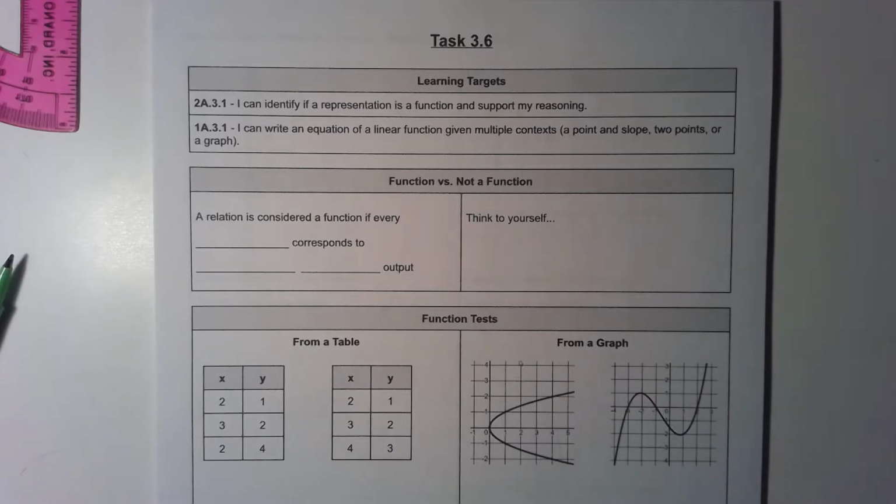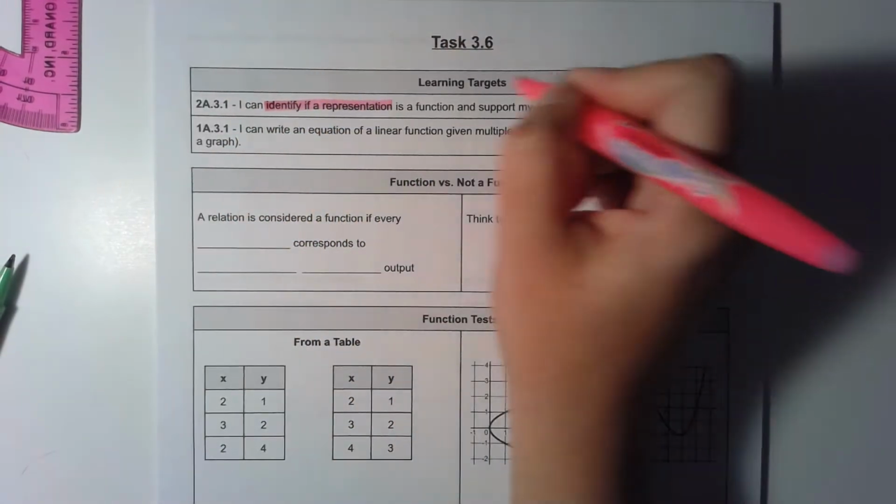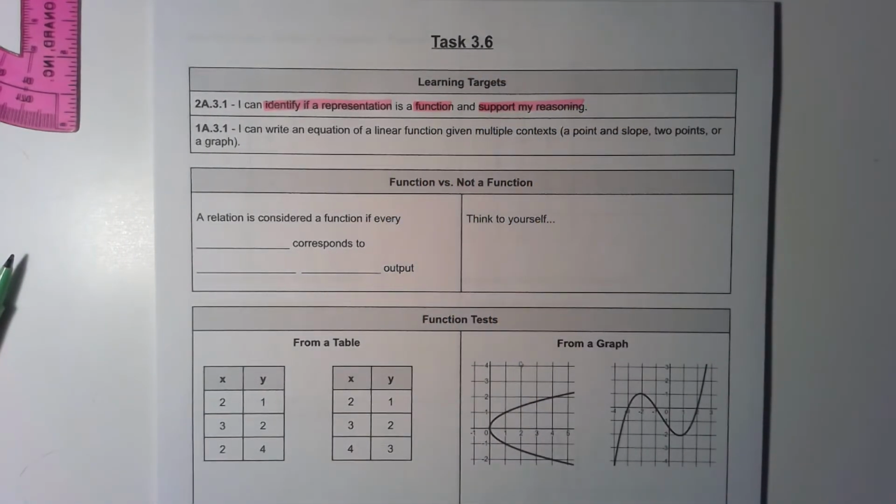The first is I can identify if a representation is a function and support my reasoning. So I'm going to give you several varieties of representations and you need to tell me is it a function or not, and how do you know for supporting your reasoning.